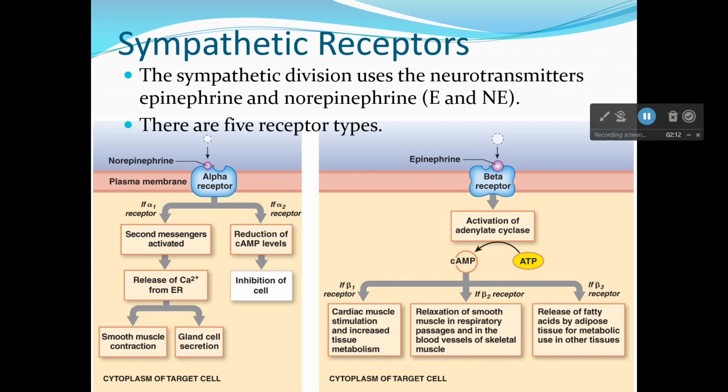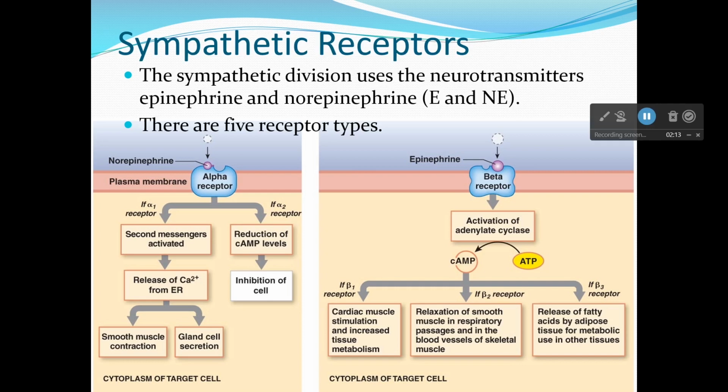The alpha receptors: here's our plasma membrane, here's our alpha receptor. Norepi or epi, it has either one, will activate this. If this is an alpha 1 receptor, norepi binding to the alpha 1 receptor is going to trigger the release of second messengers. That's going to trigger the release of calcium from the ER, not SR, because remember, we're not necessarily in a muscle here. So calcium is released from the endoplasmic reticulum. That calcium then causes something to happen in alpha 1: smooth muscle contraction, glandular cell secretions.